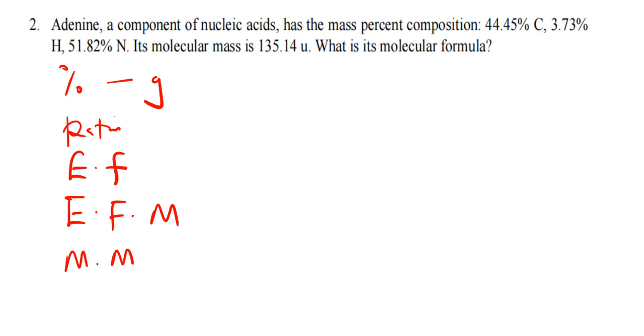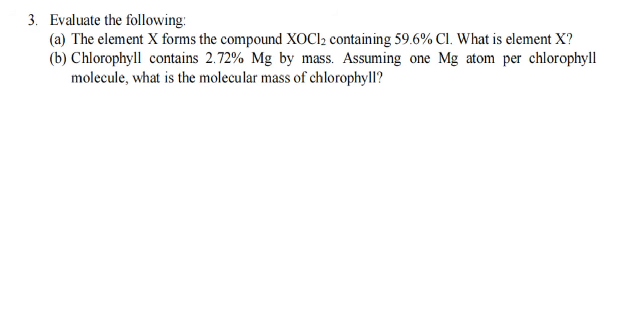Then from there, when you divide, you're going to find a number. That is the one that is going to act as a subscript, like in this case the 5. Then from there we find the final molecular formula by multiplying with that subscript. Basically that. Now let's go to question number 3.